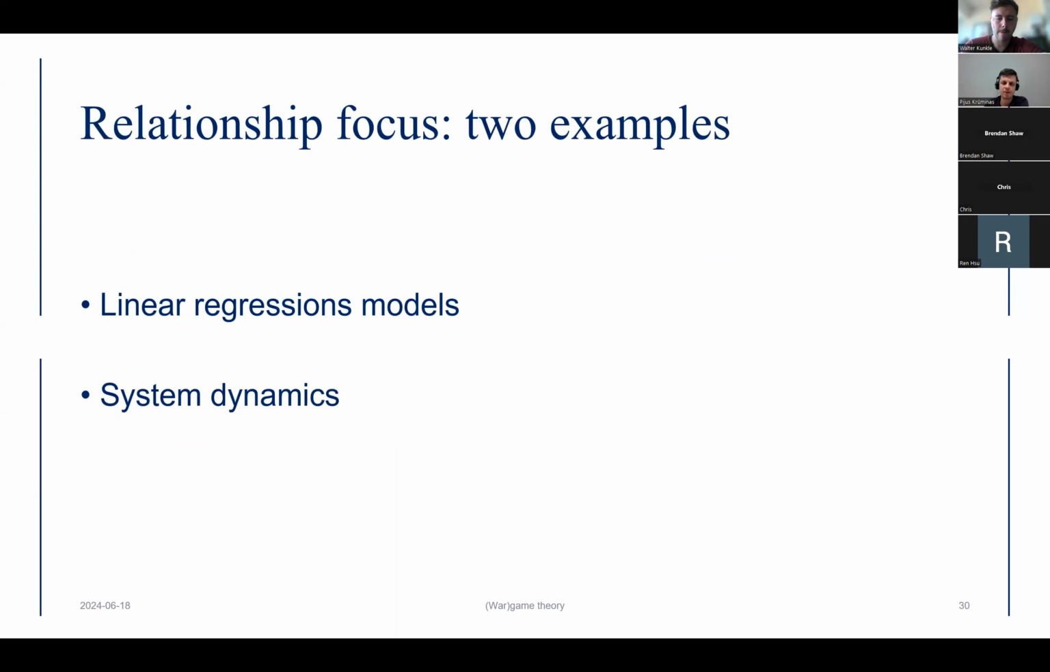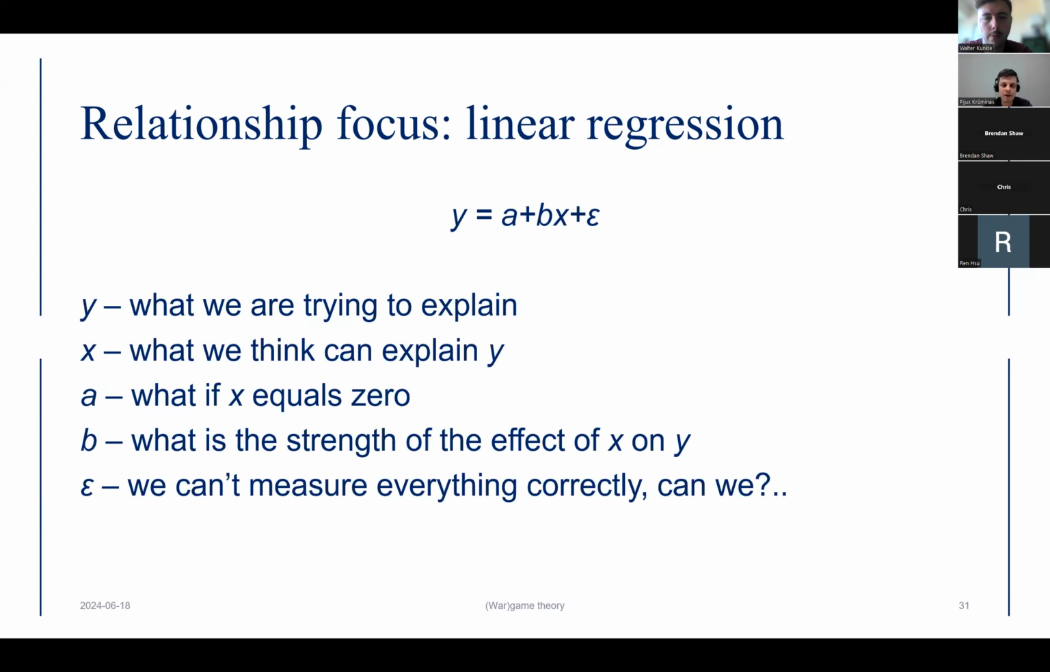So here I'll specifically focus on two examples, that is linear regression models, because you'll find them in very many different places. As I mentioned, my background is political science and economics, so it's definitely everywhere there. And we'll also look at system dynamics as examples, and these are just examples, as I mentioned. I'm not going for an exhaustive overview of models, but just for illustrative purposes of how these models can be linked to wargames.